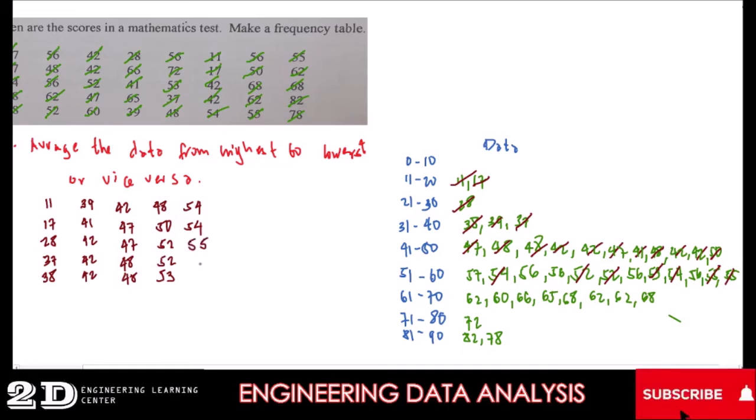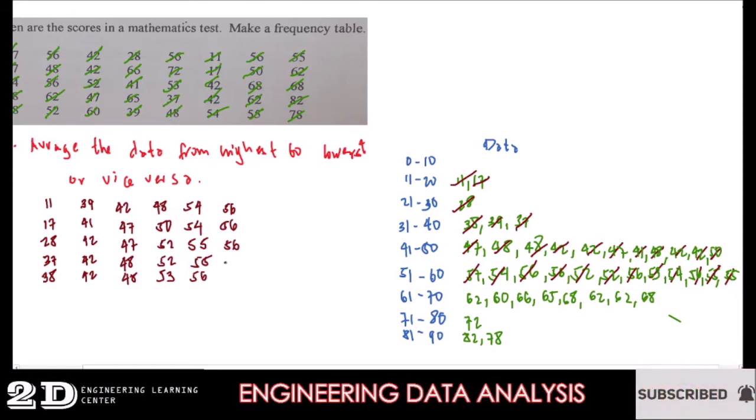Then 56. So we have 1, 2, 3, 4, so there are 4 56s. Then we have 57. Okay, 1 57. So all are brushed out. Then we will go to 60. So just put a 60 here. This group is 51 to 60, but it's okay.